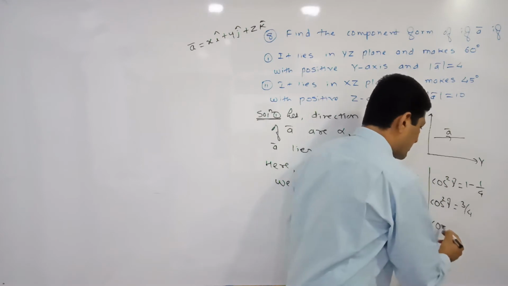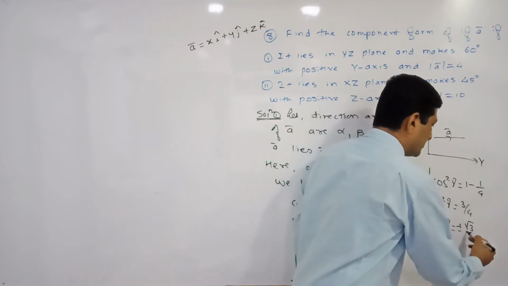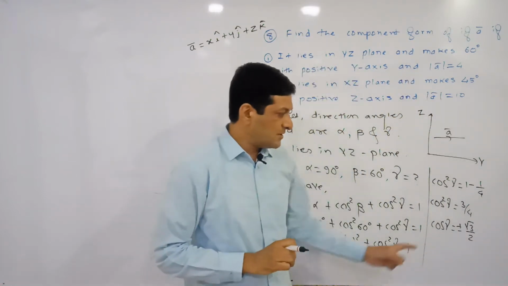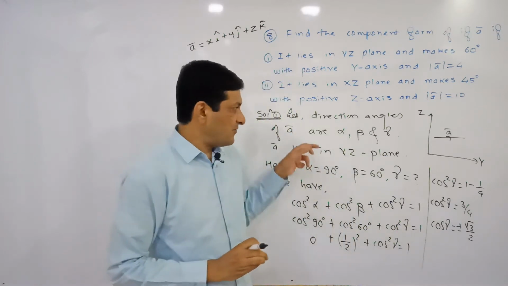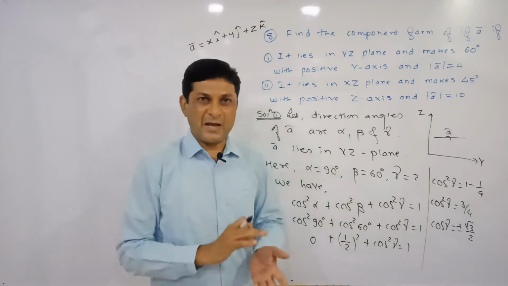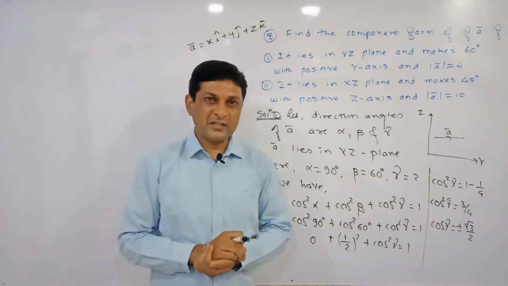So therefore cos gamma is equal to plus or minus root 3 by 2. Just simply we have taken square root on both sides. In this way we have got the value of cos gamma. Now alpha is given to us, beta is given to us, and we have got the value of cos gamma also. Now we are trying to find out unit vector along what?